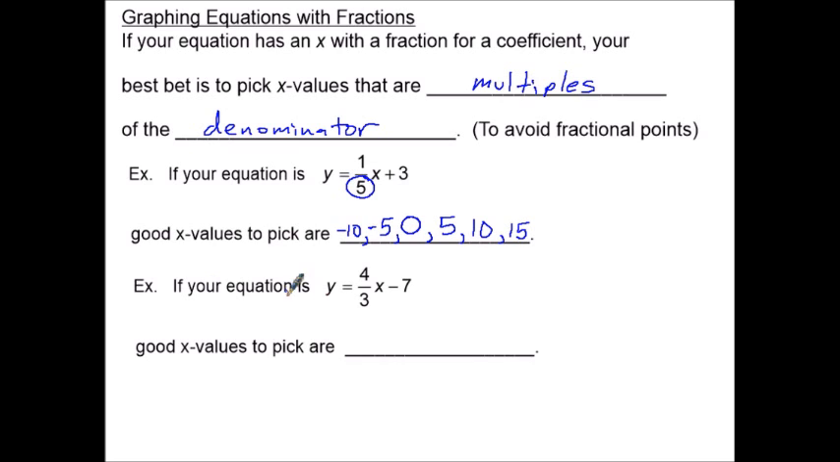Okay, just as a second example, if your equation is y equals 4/3 x minus 7, again, I'm going to key off of the 3. And again, I'm going to include 0, because it's a really, really easy number to work with. In this case, I would do 3, 6, 9. Again, 12 is probably too big, so I'm going to stop there. And if you wanted to, you could go with negative versions of those guys as well. Okay, but again, me personally, I would probably stick somewhere between the -3 to 6, because those are just kind of nicer numbers.